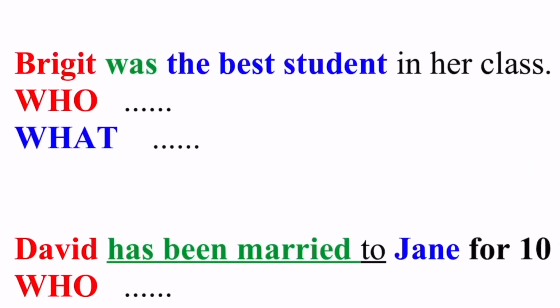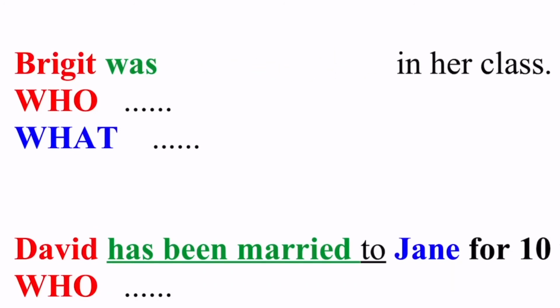Okay, now we have another sentence. Somebody was the best student in her class. We leave it quite simply. Who was the best student in her class? The sentence structure remains the same because we're asking about the subject. The answer is Bridget.